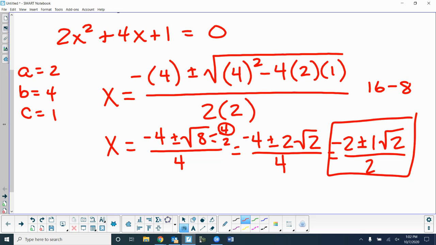So for number 48, it was 53, the discriminant. So that meant it was 2 real solutions. It's positive. Number 51 was 0. So that's 1 real solution. And 54 was positive 16. So that's 2 real solutions. Anything you'd like to go over on those?